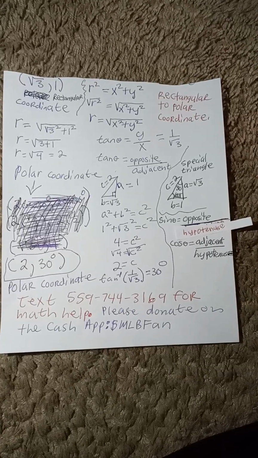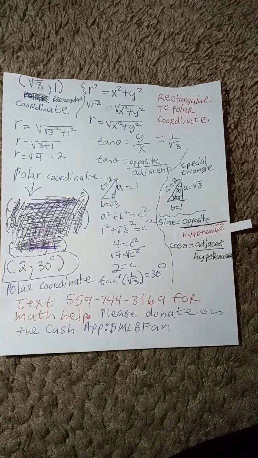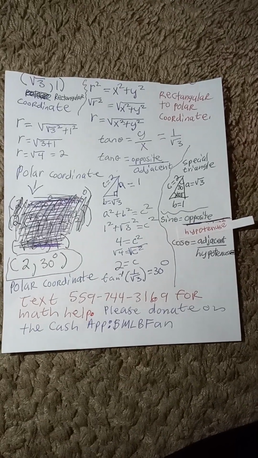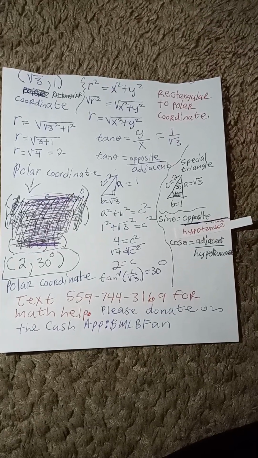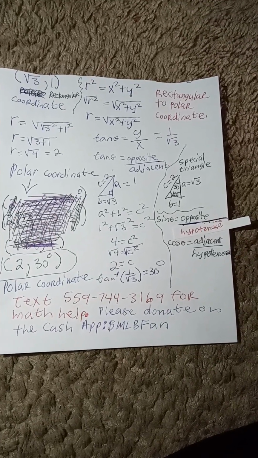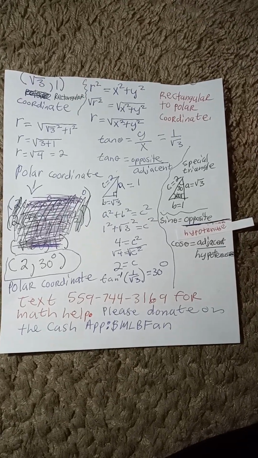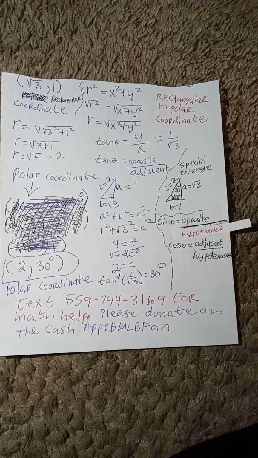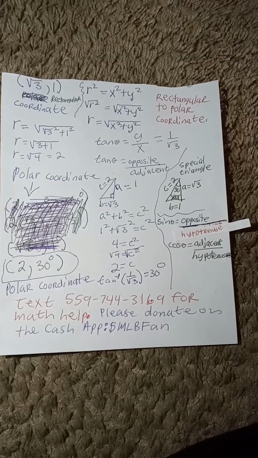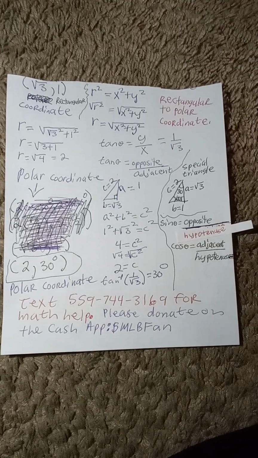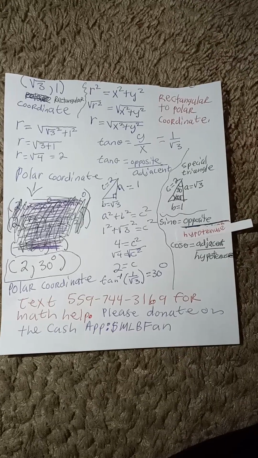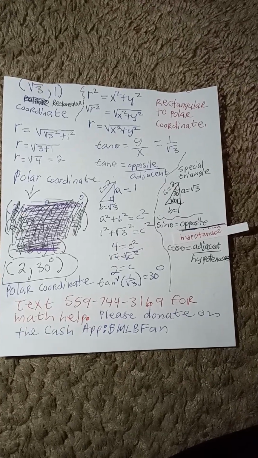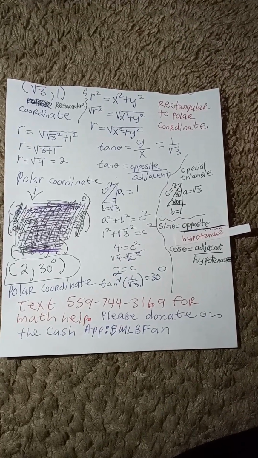We also need to know sine theta is equal to the opposite divided by the hypotenuse, and cosine theta is the adjacent divided by the hypotenuse. Now, in the calculator, if you type in tangent inverse of 1 divided by square root of 3, it will give you 30 degrees. So if you look at the special triangle, the tangent inverse of 1 divided by square root of 3 is equal to 30 degrees, and this can also be found using the special triangles as well.